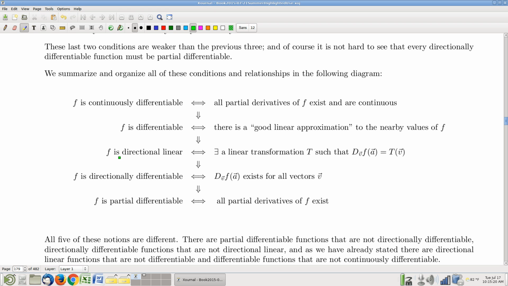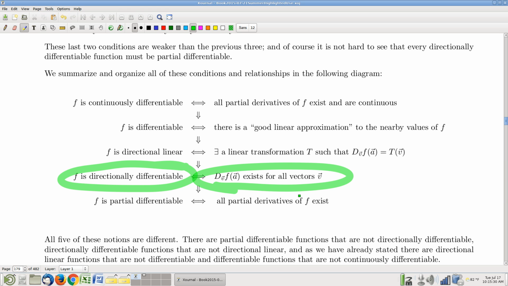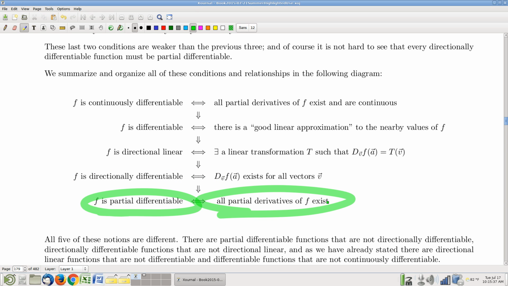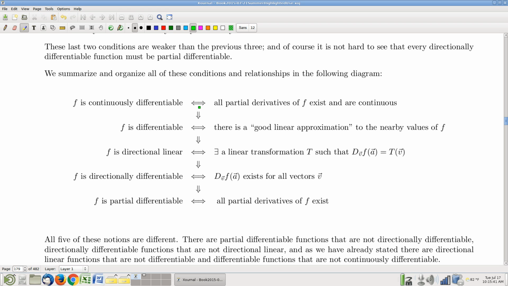Here's a couple more. And I think these are pretty easy to motivate. I'm going to call a function directionally differentiable if the directional derivatives all exist. Seems like a reasonable name to give to that property. And partially differentiable if the partial derivatives exist. So these are all reasonable choices. The interesting thing is there's a hierarchy in that, top down, these all imply each other. But it's only top down. You can't go up in this diagram. If you know that a function is continuously differentiable, then yes, you can compute the directional derivatives with a linear transformation. If you know that a function is directional linear, then yes, all the partial derivatives do exist.